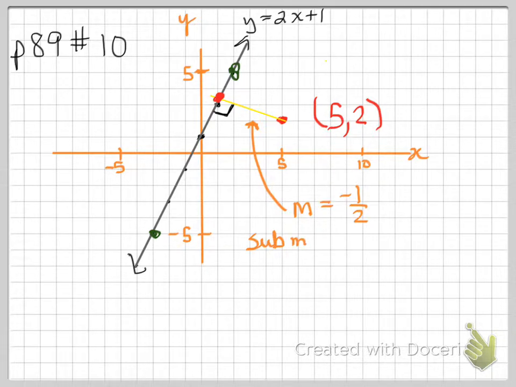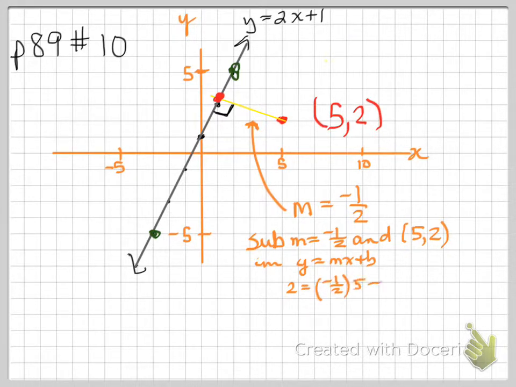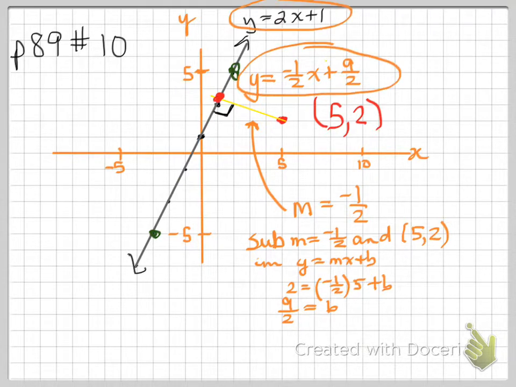We need to find the equation. So we use (5, 2) and plug it into the equation y equals mx plus b. By doing that, we get 2 is equal to m times x, which is 5, plus b. We find out that b is equal to 9 over 2. So the equation is y equals negative 1/2 x plus 9 over 2. We have our two equations. Remember, we needed to find the equation of this line and the equation of this line and find the point of intersection. So by doing that, we're going to do the following.